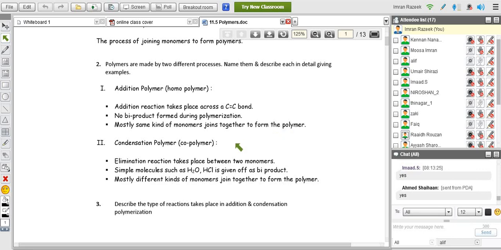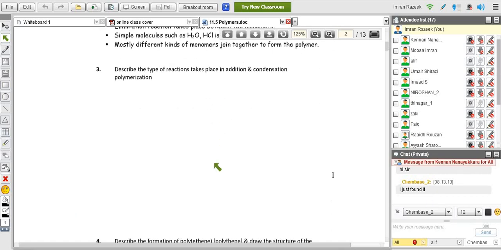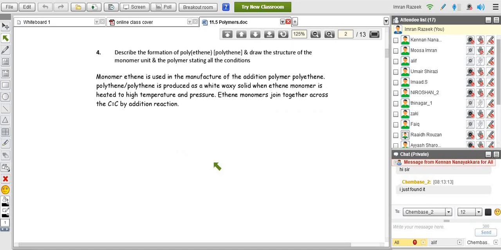As for condensation polymers, they are formed when two different types of monomers join together. The main factor in a condensation polymer is that a condensation reaction takes place, meaning addition followed by elimination. So in short, we can just say an elimination reaction takes place, where the two monomers join together to form the polymer, right? So that's the introduction to the two types of polymers.